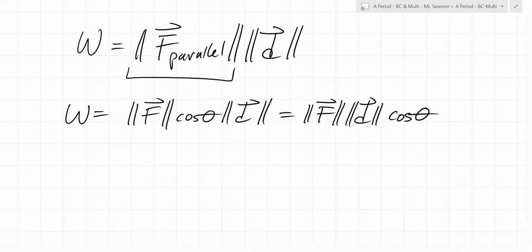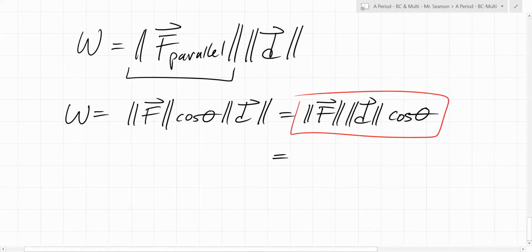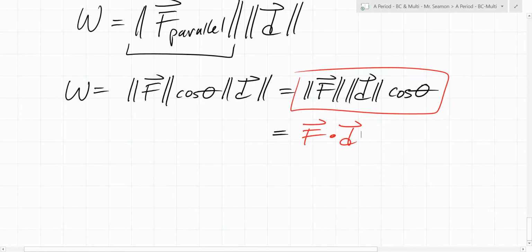But from our definition of dot product, we know from yesterday that this side right here is one of the definitions of the dot product of f and d. So as was mentioned at the end of class, in the example we did, the problem gave us the magnitude of the force vector, the magnitude of the direction, it was like 120 and 20, and the angle, which was 30, so we could figure out the work that was done, and we had to use this right here.